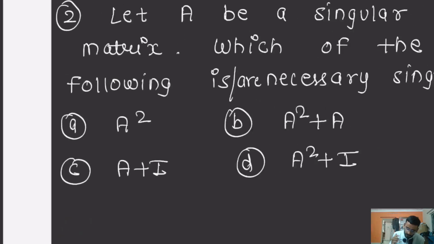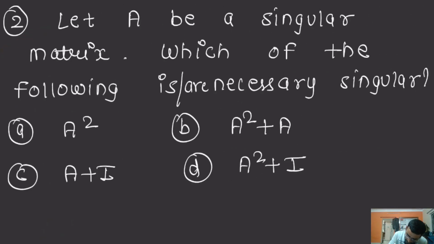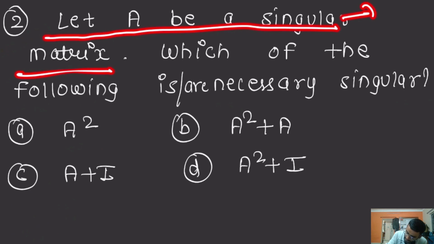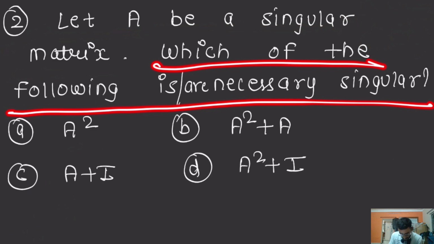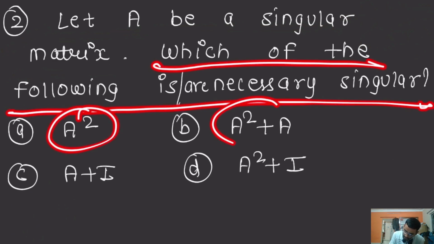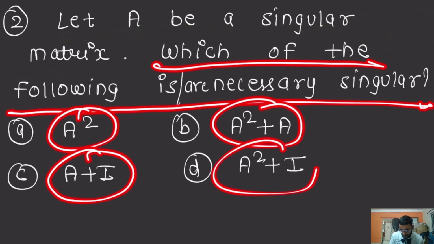Now the second problem is: let A be a singular matrix. Singular matrix means the determinant is 0, or at least one eigenvalue lambda of A is equal to 0. We need to find which of the following is or are necessarily singular: A squared plus A, A plus I, or A squared plus I.